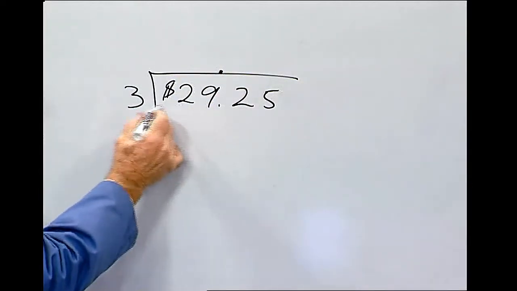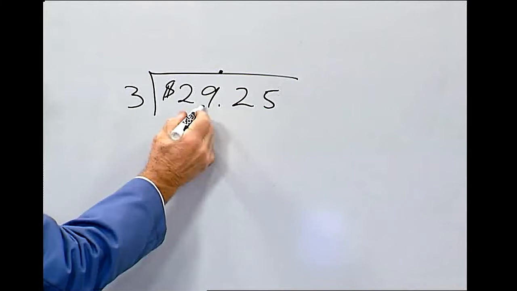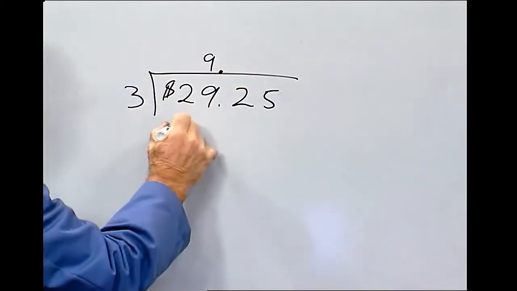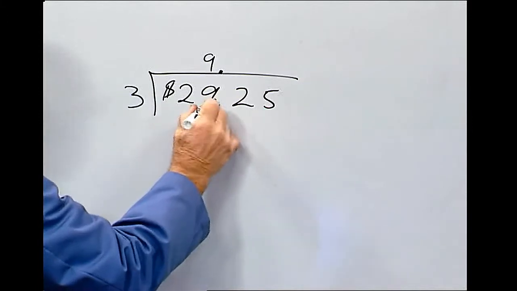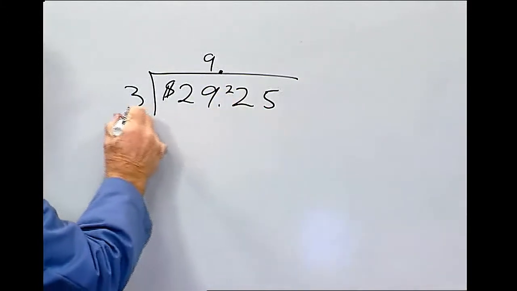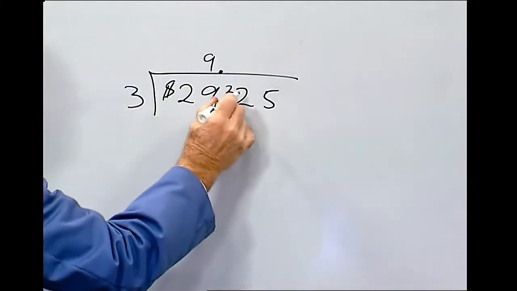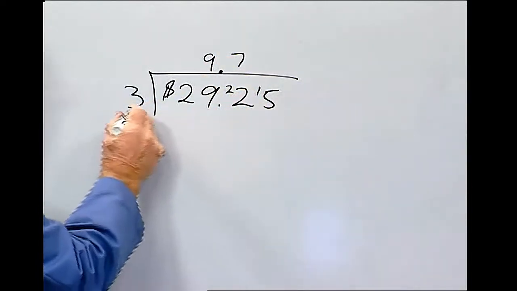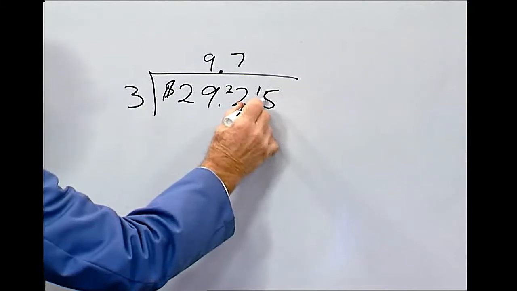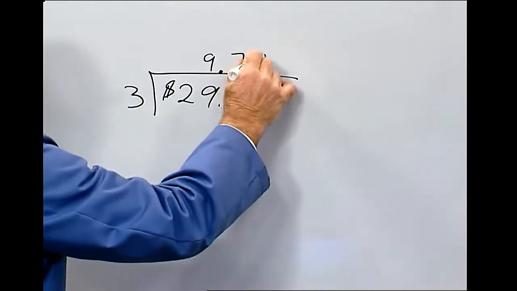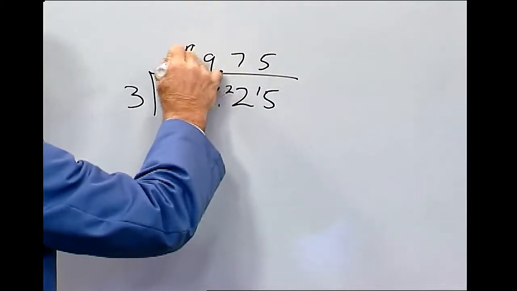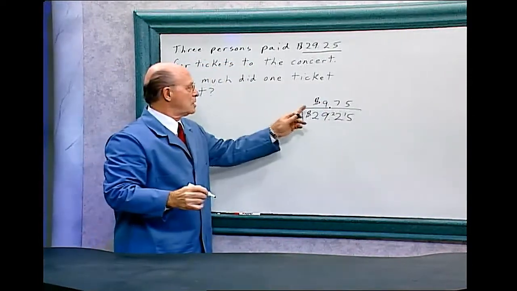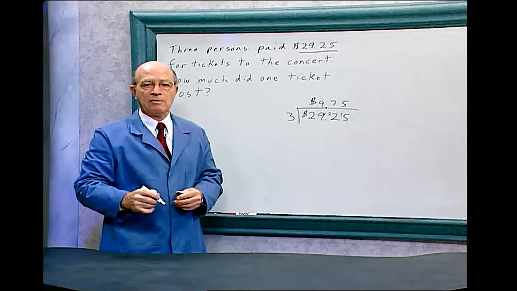3 doesn't go into 2, but it goes into 29. Goes 9 times. 9 times 3 is 27, and 2 left over. 3 goes into 22 7 times. 7 times 3 is 21, and 1 left over. 3 goes into 15 5 times. So 1 ticket to the concert cost $9.75.